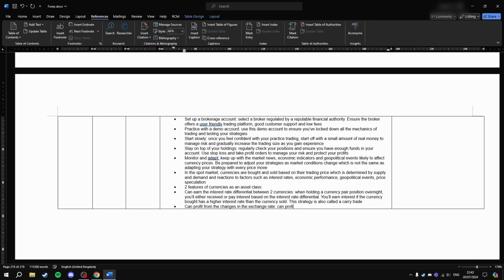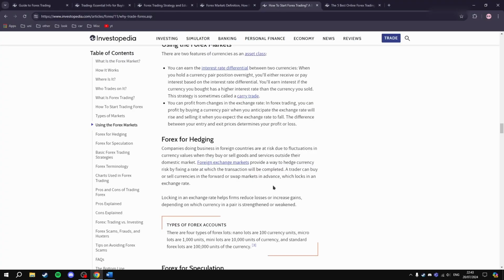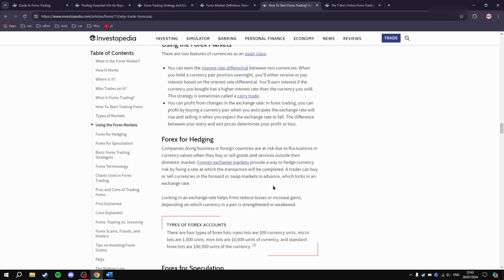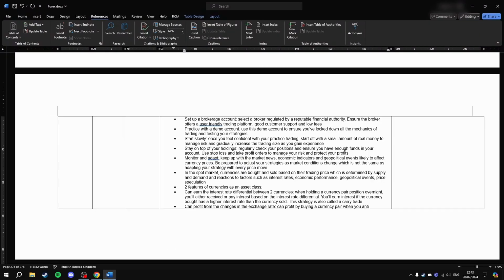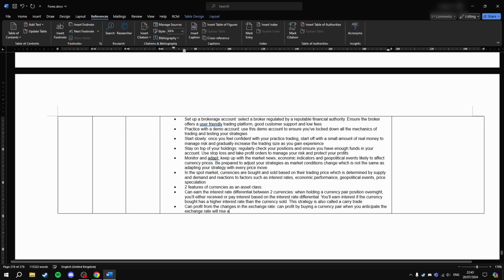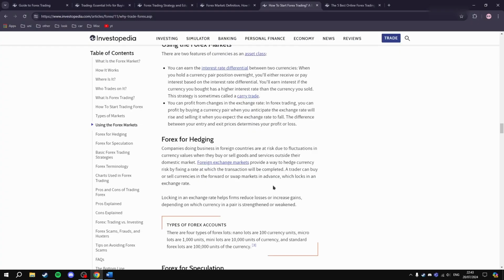Can profit by buying a currency pair when you anticipate the exchange rate will rise and selling a currency pair when you anticipate the exchange rate will fall. The difference between your entry and exit prices determines your profit and loss.